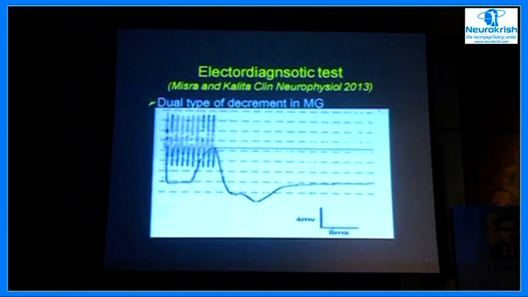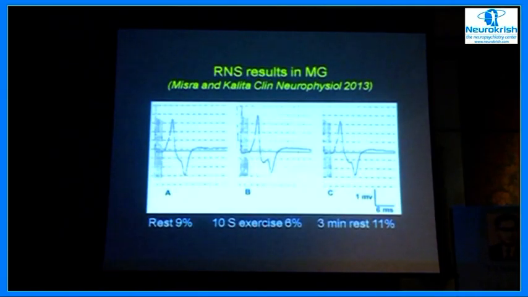The important thing is when we do a decremental response, we should be very careful to see the bimodal response. The response comes down and then rises up. This is very typical of myasthenia gravis. And then when we do a resting recording, you get 9% decrement. You do 10-second exercise and then you get facilitation. The decrement becomes less, from 9 to 6. And then you do 3-minute rest, then there is 11% decrement. So this is known as post-exercise facilitation and post-exercise exhaustion. So this is the protocol one has to do in all the muscles to document the decremental response.